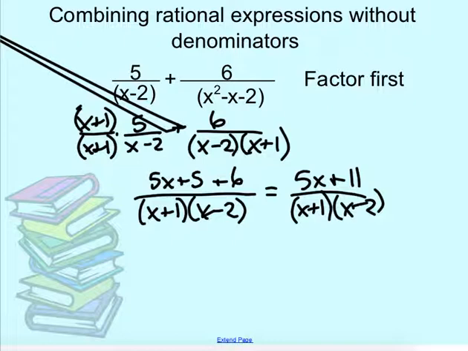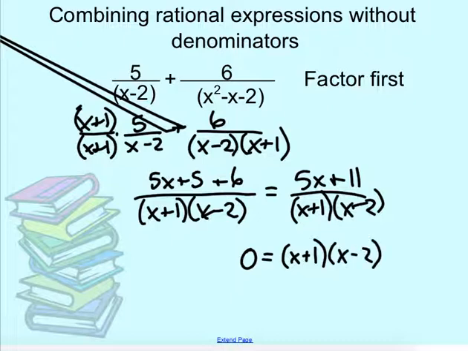Now there is one more part of this. These are rational expressions, which means there's a variable in the denominator, and I have to tell what that cannot equal. Now remember that the denominator cannot equal 0, which means my x plus 1 times x minus 2 can't equal 0.